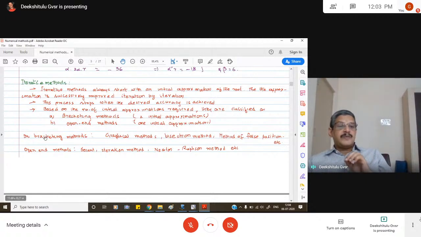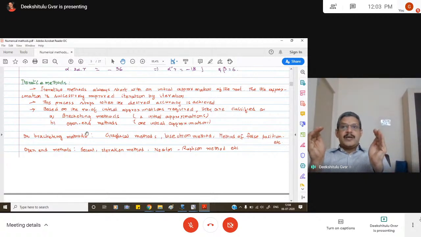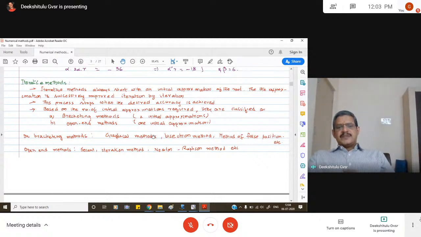Because we have both ends A and B, it is a bracket method. They are called bracketing methods. In bracketing methods, we discuss graphical methods, bisection method, method of false position, etc. And in open-end methods, we study the secant method, iteration methods, Newton-Raphson, etc.